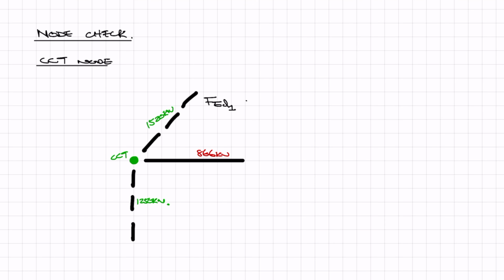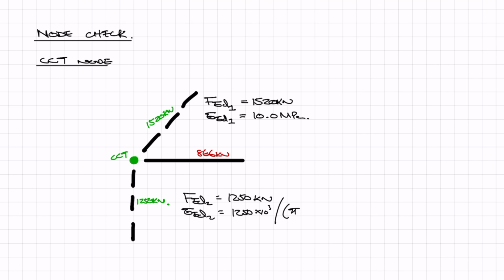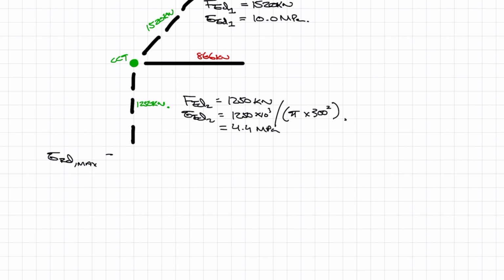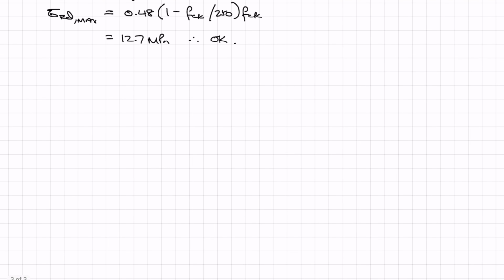We know that a reaction is half of 2,500 kilonewtons, so the reaction in the pile is 1,250 kilonewtons. We can calculate the stress applied by dividing the reaction force by the area of the pile, resulting in a stress of 4.4 MPa. We need to calculate the max stress resistance, so by using the equations I listed earlier, we get a maximum allowable stress of 12.7 MPa, which is greater than both applied stresses, so it's okay.